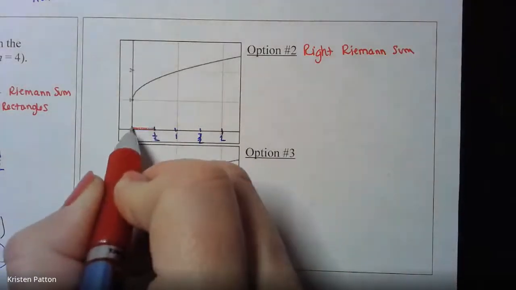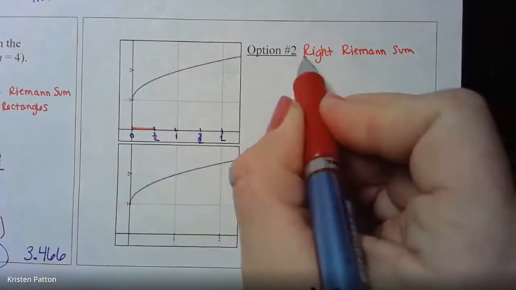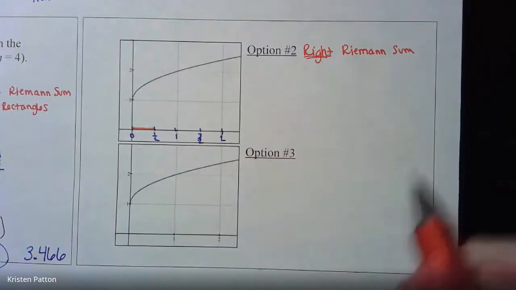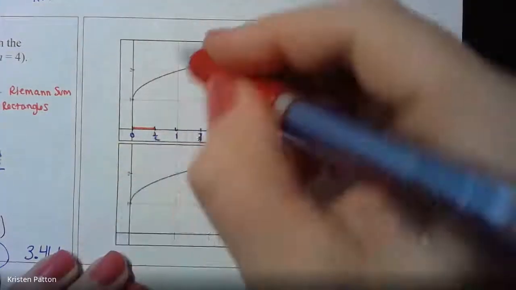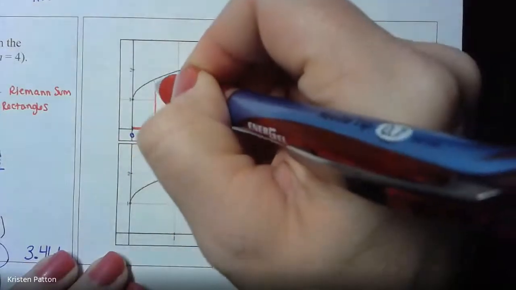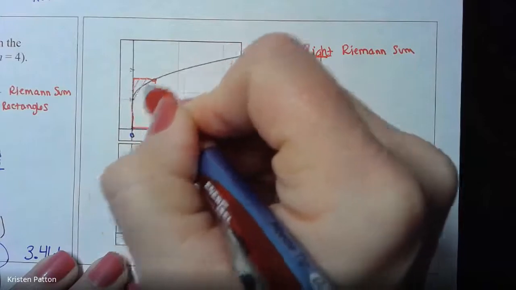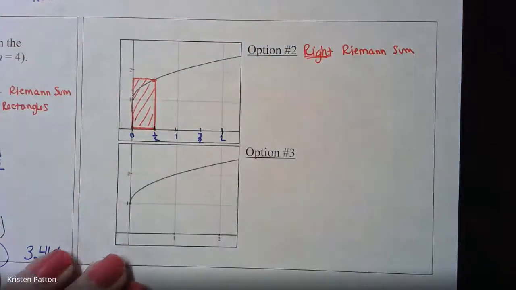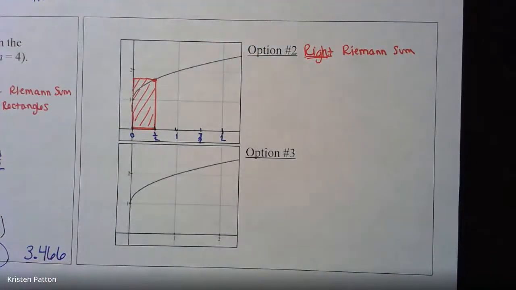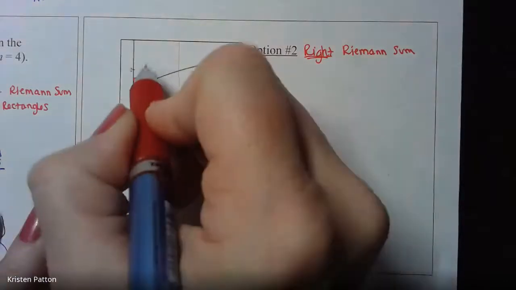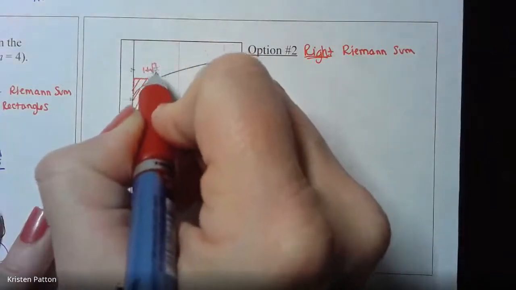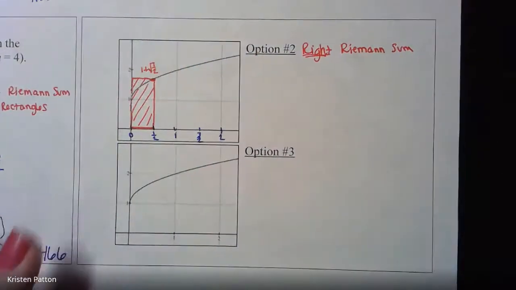So my first rectangle sits between 0 and 1/2, but this time I'm going to the right side, and I'm going to go up until I hit the curve. And there's my first rectangle. Let's see, the height there is 1 plus the square root of 1/2. By the way, if at any point you're not sure where I'm getting any of these numbers from, please ask.